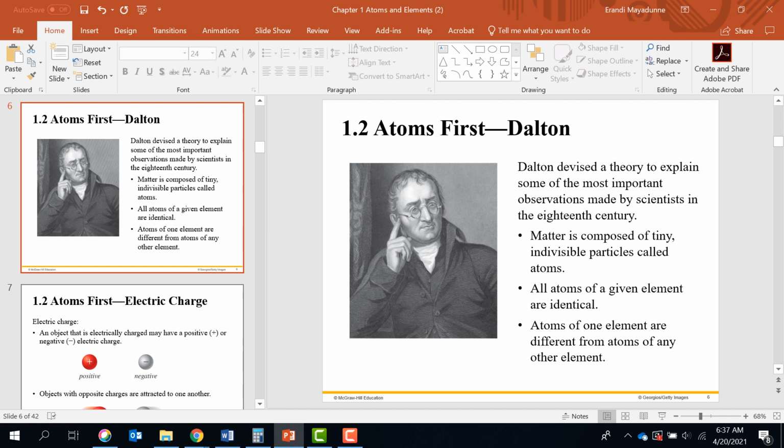So these are Dalton's observations. Matter is composed of tiny indivisible particles called atoms. So matter, your book, your computer, is made out of tiny indivisible particles called atoms. All atoms in a given element are identical, and atoms of one element are different from atoms of any other element.